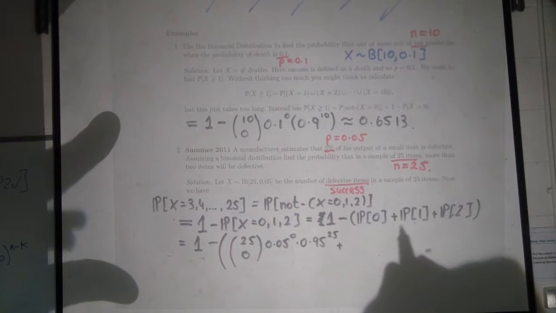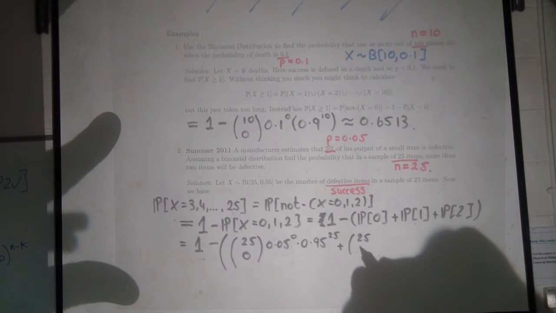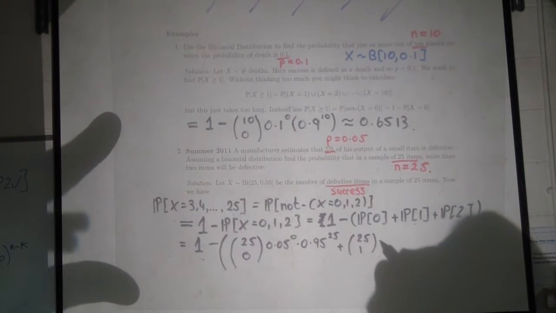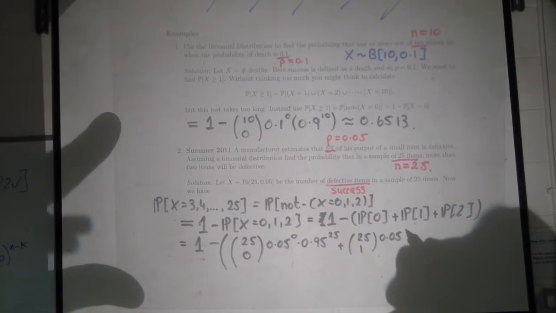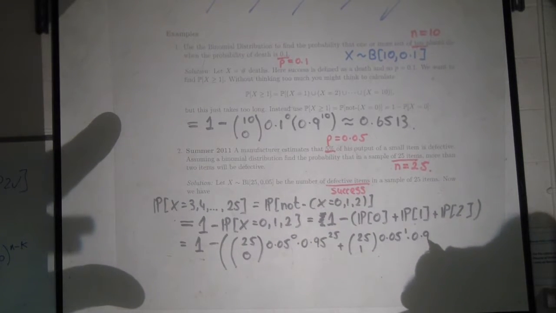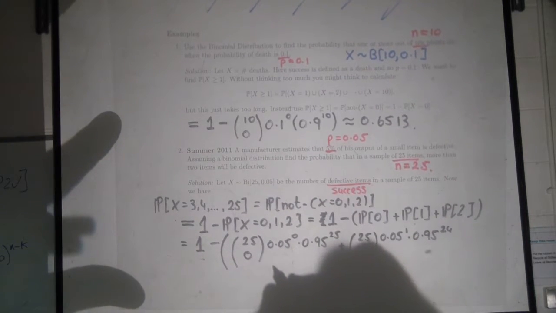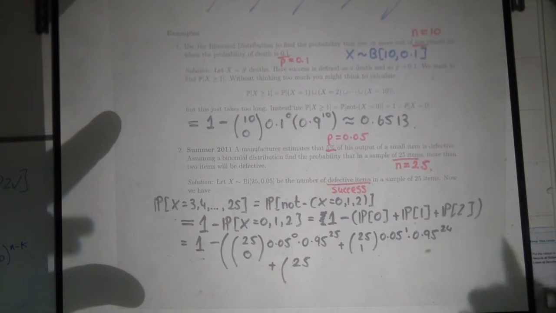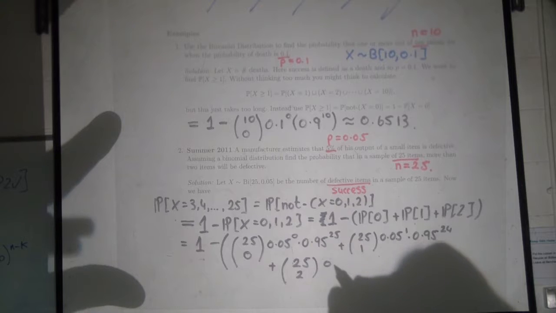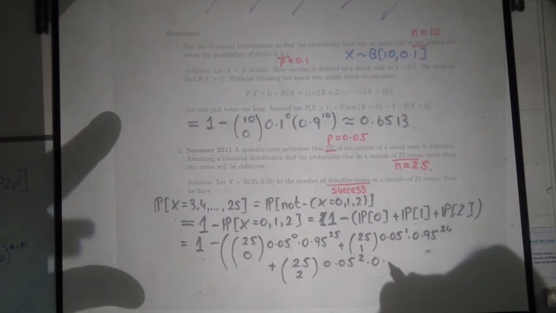Plus the second one. What's n? 25. What's k? 1. p is the same. What is k? This is 0.95. What is n minus k? 24. Plus n is still 25. What's k now? 2. p is still 0.05. 1 minus p is still the same. And n minus k? 23.